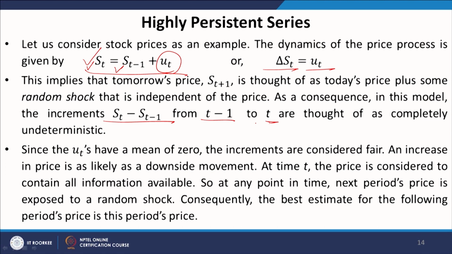At time t, the price is considered to contain all information available. So, at any point in time, next period's price is exposed to a random shock. Consequently, the best estimate for the following period's price is this period's price, or today's price.